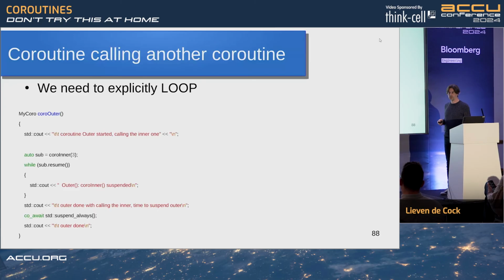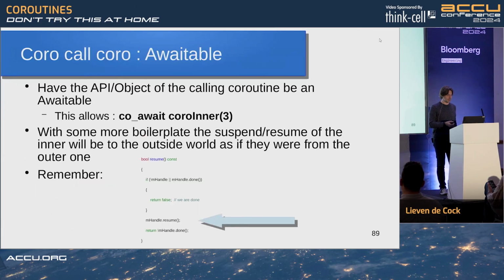Awaitables can help us solve the problem. We're cranking up the complexity notch again a little bit. Now, what if that API, the coroutine object, would be an awaitable? It means it needs to implement the 3 methods of the awaitable concept. And that can help us out.